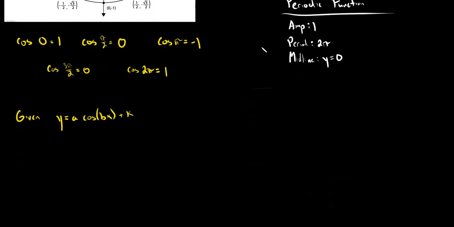So with cosine, given y equals a times cosine of bx plus k, just like with sine, to find the amplitude, it's just the absolute value of a. That's all that the amplitude is. For sine and cosine, the amplitude is always just the absolute value of a. If a is negative, that just means it's reflected over the x-axis, which means the pattern is actually reversed. We'll talk about that in a second.